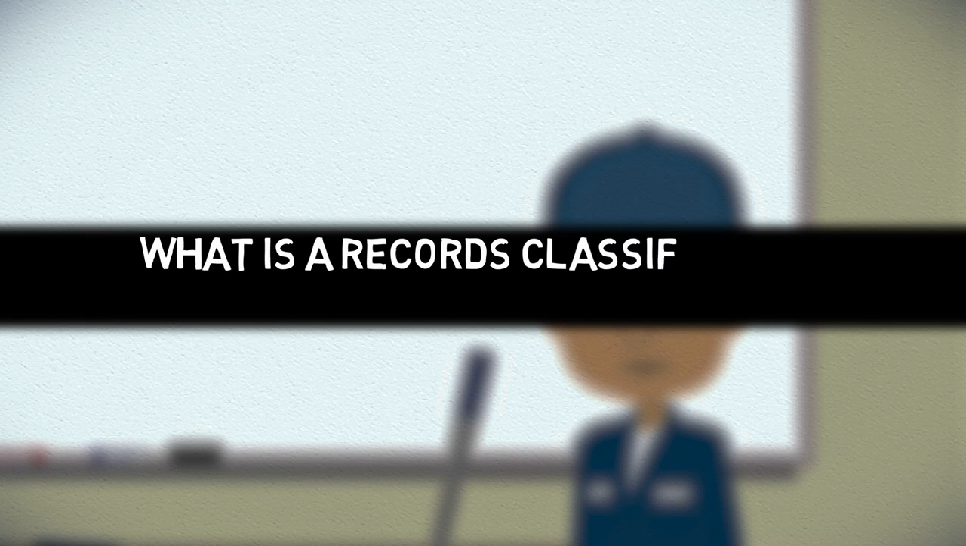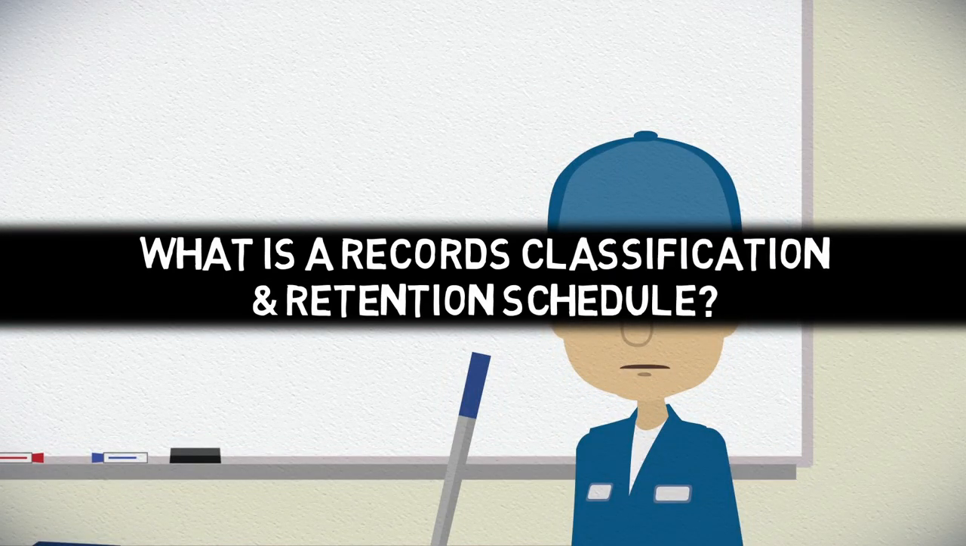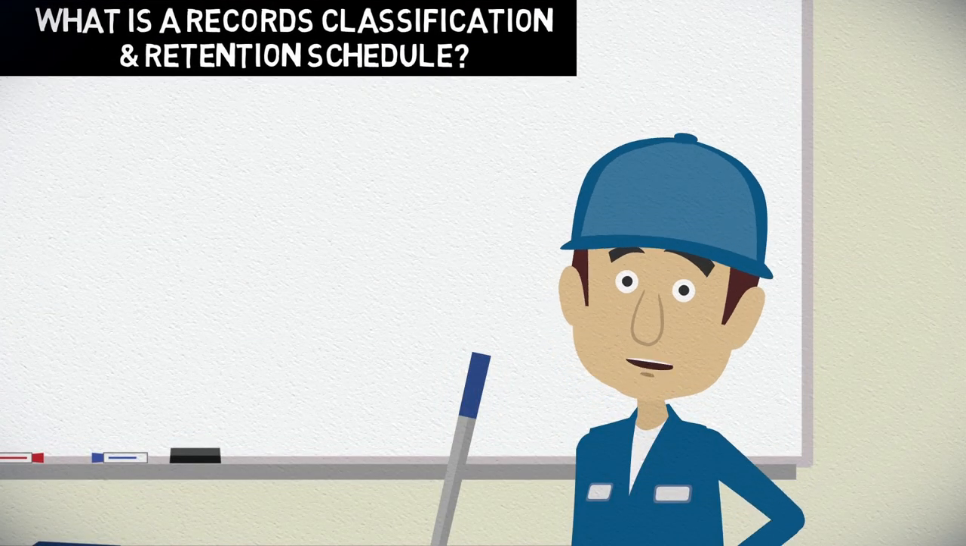What is a record's classification and retention schedule? A classification and retention schedule is a tool that describes university records and tells us how long those records should be retained according to law, business, financial, and audit requirements.